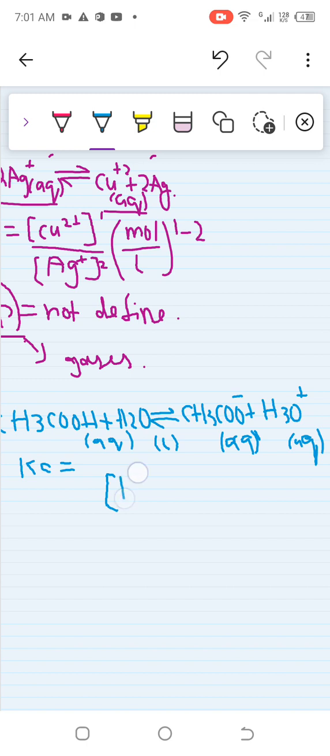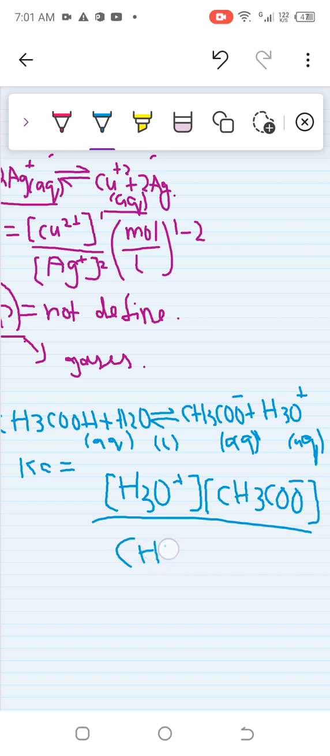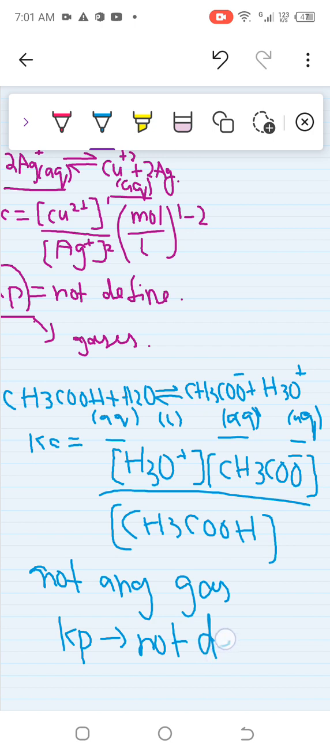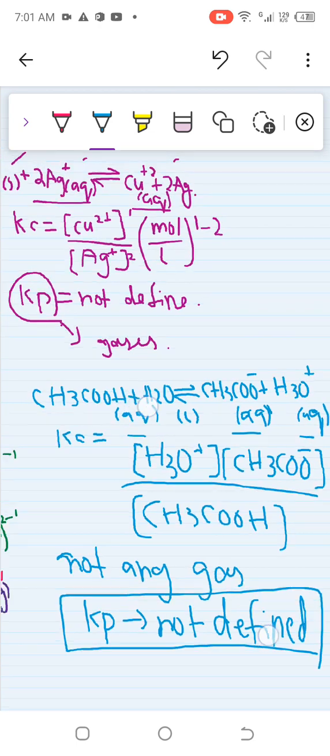Kc will be H3O plus times CH3COO minus over CH3COOH, because these three are in the aqueous state. Now in this equation we have no gas, which means Kp is not defined. I hope this is clear to you guys.